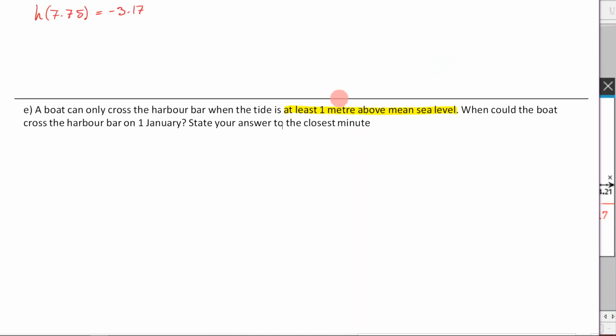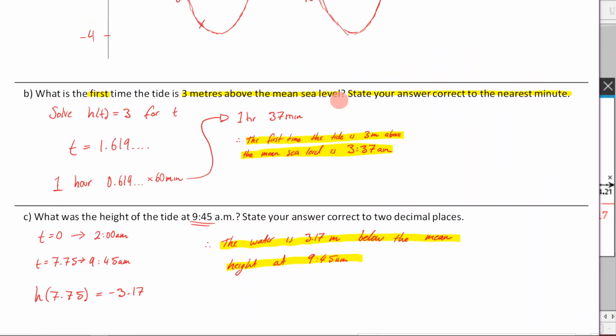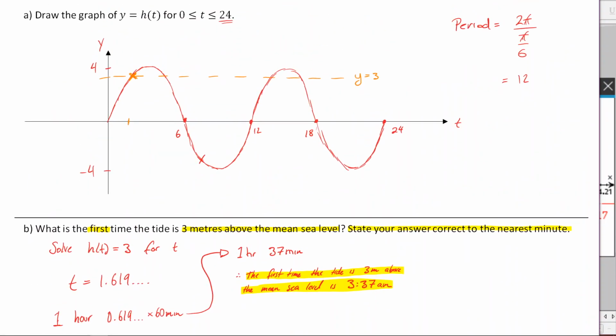Okay, so let's come up here for a second and just consider what's happening here. So no longer do we care about y is equal to 3 here. That was from a previous question, so let's get rid of that. What we care about now is when y is equal to 1, because it's saying that the tide has to be at least 1 meter high for this thing to pass. Okay, so we need to figure out all these intersection points here.